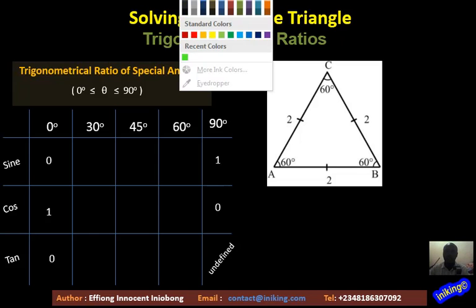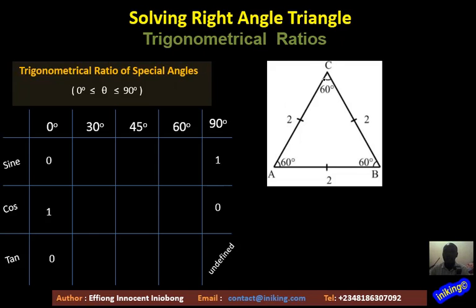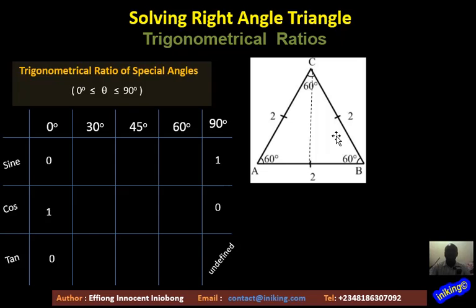Let me change the color of this pen. Down to the side AB. We can call this AD. And then we'll try to find the length. Here we have a right angle triangle, CDB. So we try to find the length of this side. Let's call it Y.